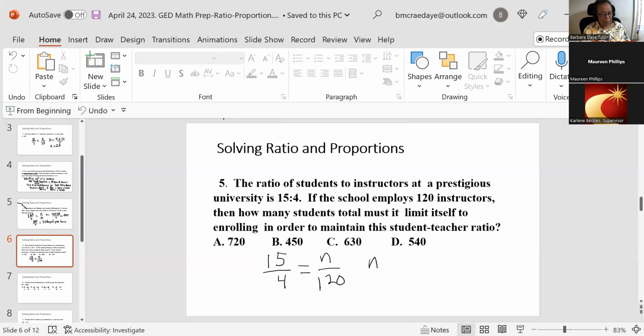n equals 120 times 15 divided by 4. What do you get, Maureen, when you did that? 450. That's right. B. That's right. Answer B.